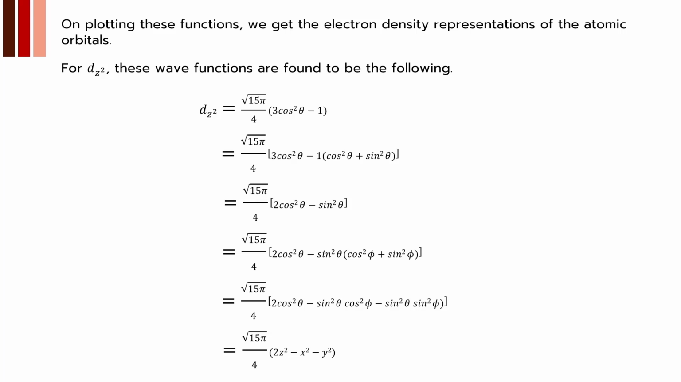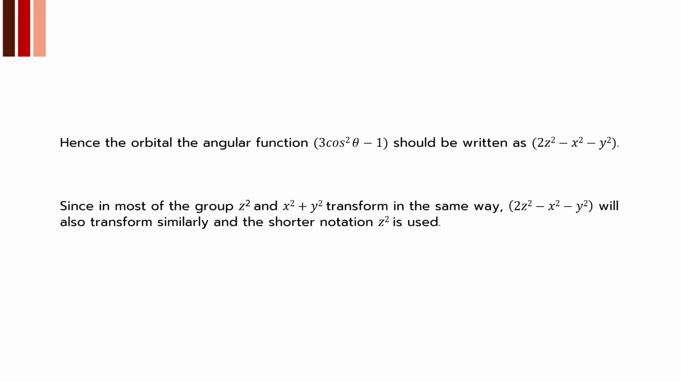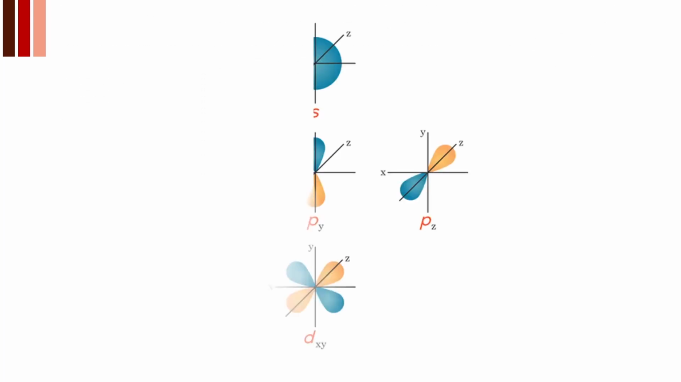So instead of writing dz 2z² minus x² minus y², we generally write dz². That's it. The angular wave function is equivalent to this, and therefore in most of the groups z² and x² plus y² transform the same way as 2z² minus x² minus y² transforms. So these are quite familiar shapes of orbitals.